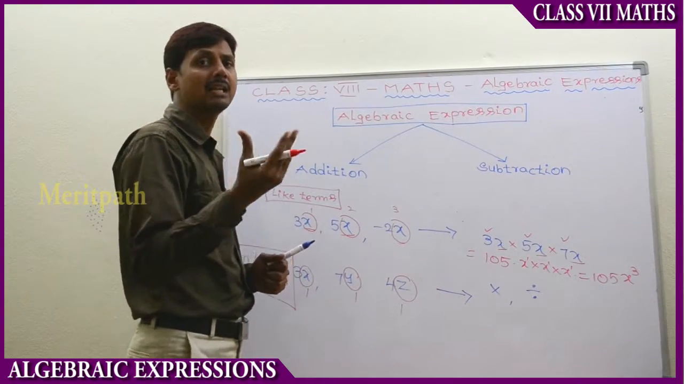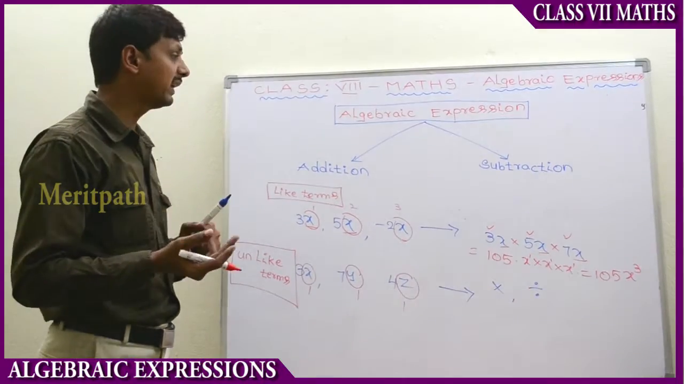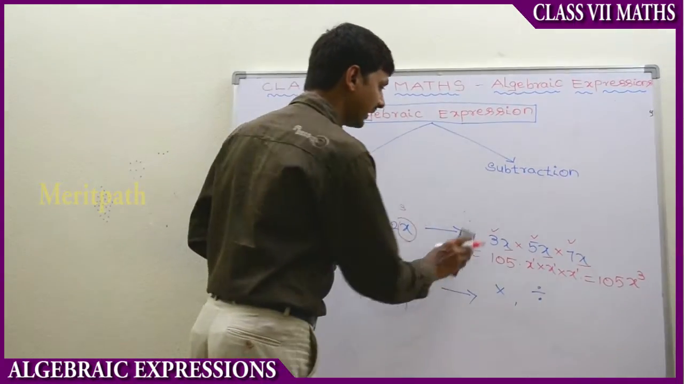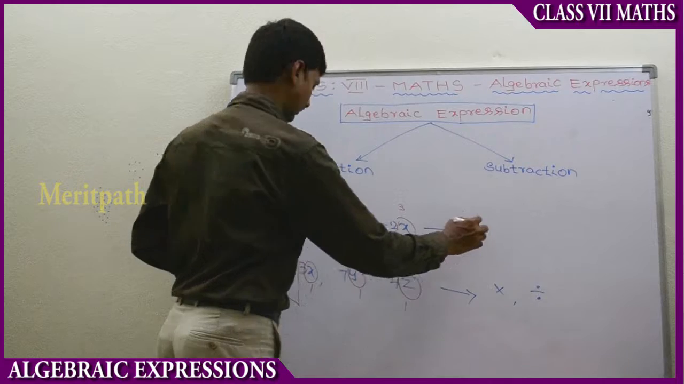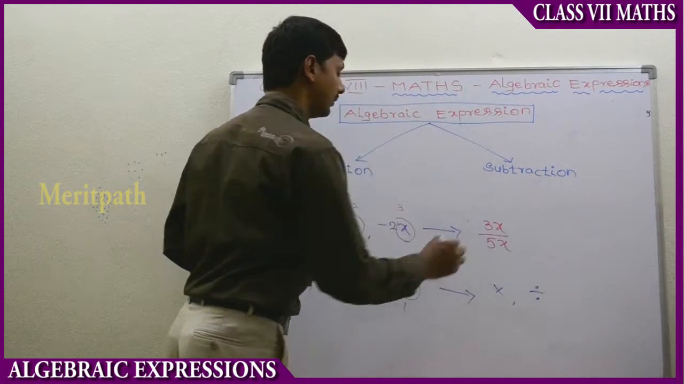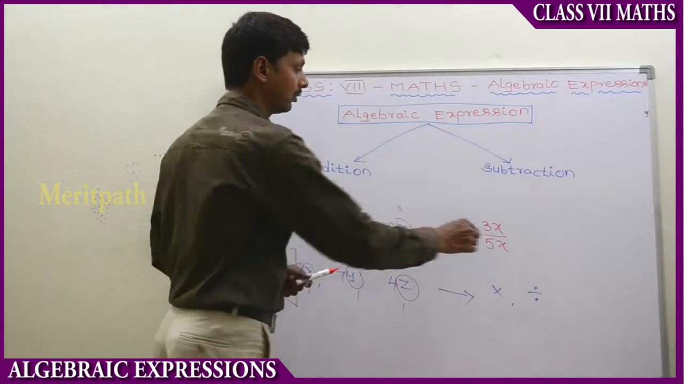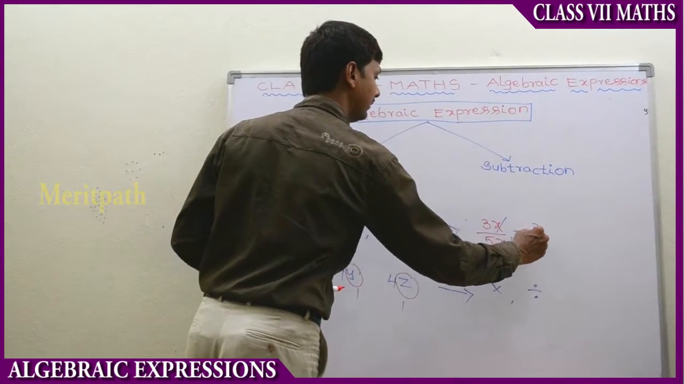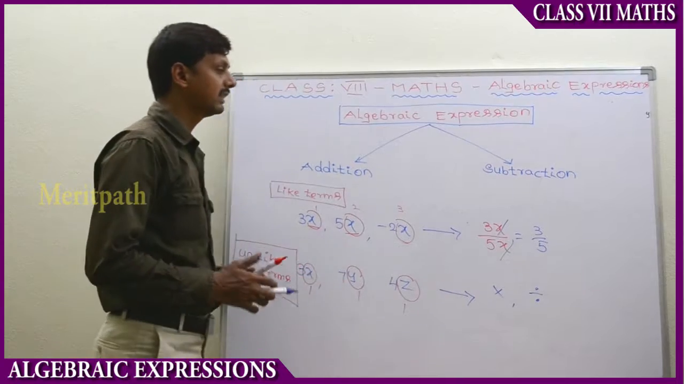And for division, two terms should be given, so let us choose any two terms in this, that is 3x and 5x. Cancelling x in both, we get 3 by 5. So this is the division.